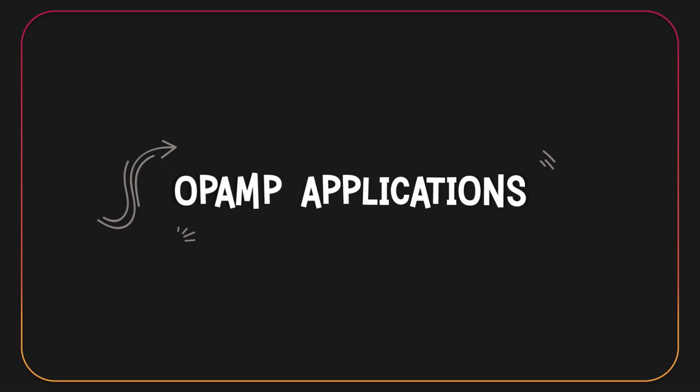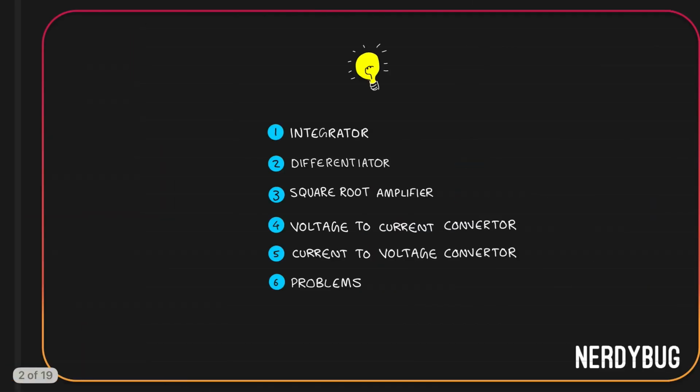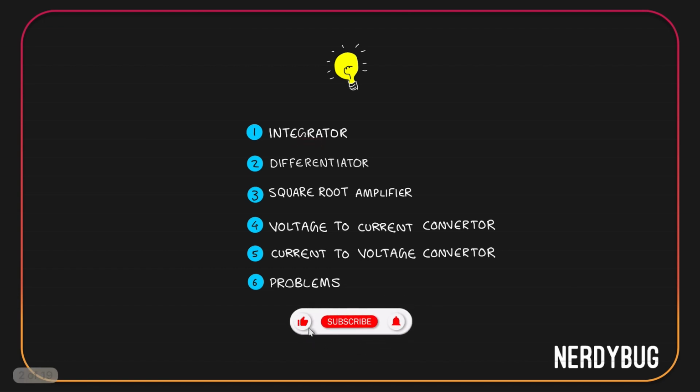In the previous lecture, we discussed circuits that perform linear operations. But today we'll be discussing circuits that perform nonlinear operations, like an integrator, a differentiator, a square root amplifier, voltage to current converter, and a current to voltage converter. Finally, we'll solve some problems from all the applications that we learned.